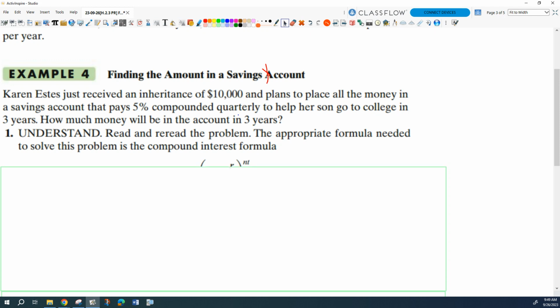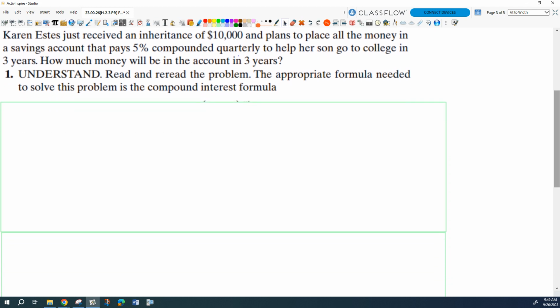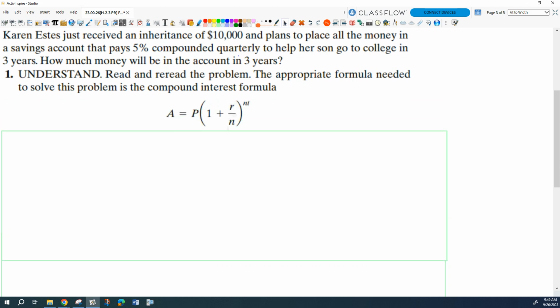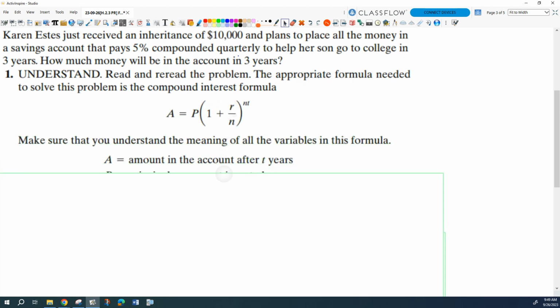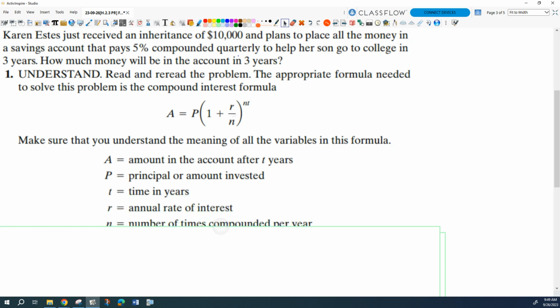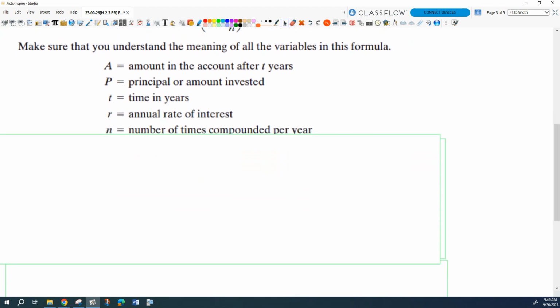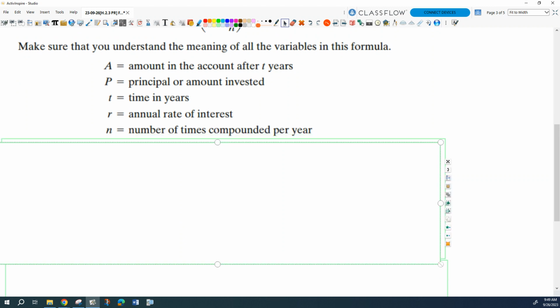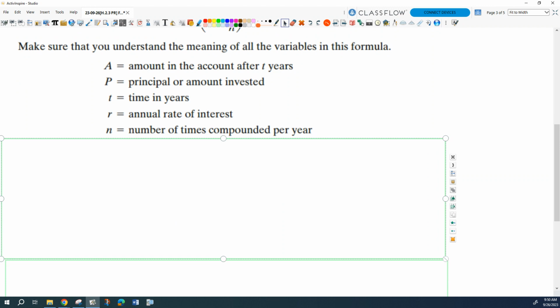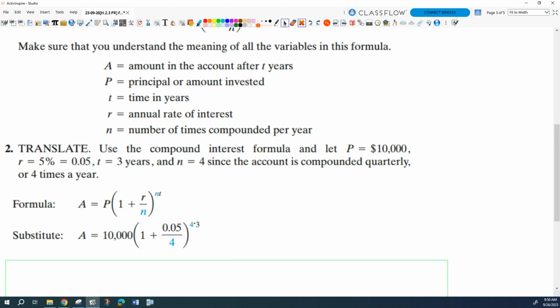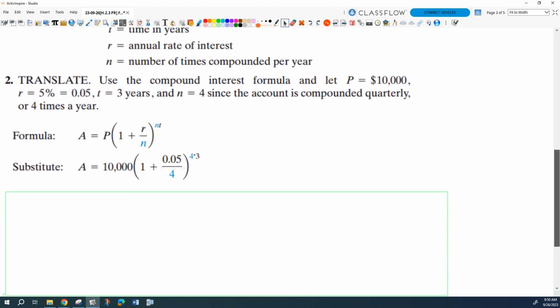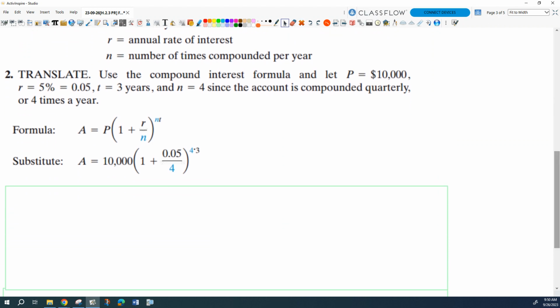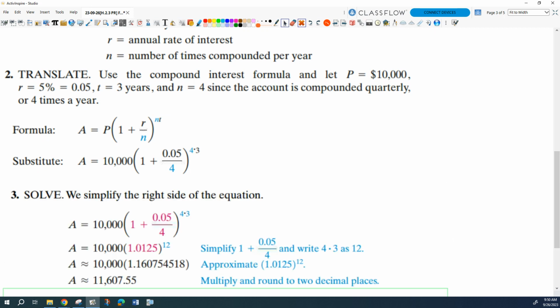Well, first we've got to understand the problem, right? I guess we'll go through all the steps here. Read and reread the problem. Okay, we know what we're doing. There's our formula. Now we have to know what's being plugged in. We already reviewed that. So if we plug all that information in, what are we getting here? This is the information that's plugged in. If I simplify this, there's my A, there's my R, there's my N times T. What do I get?